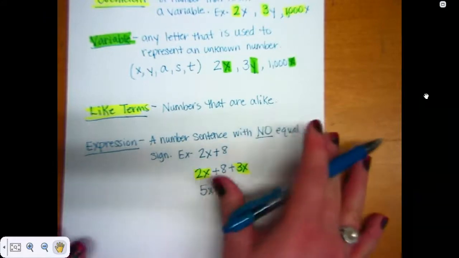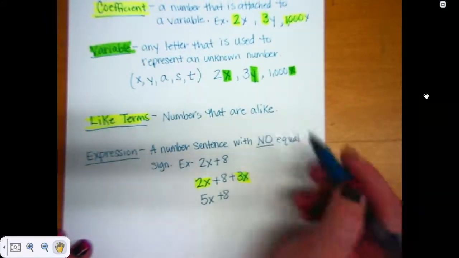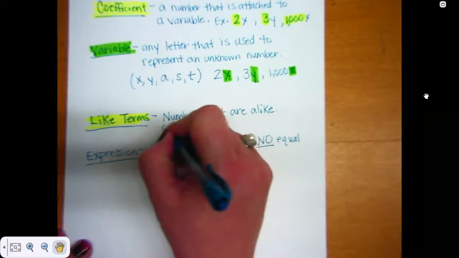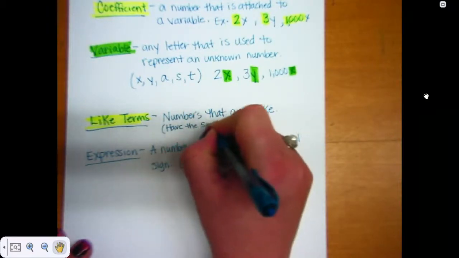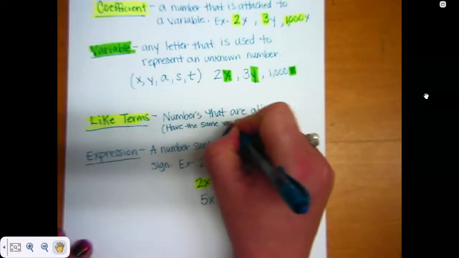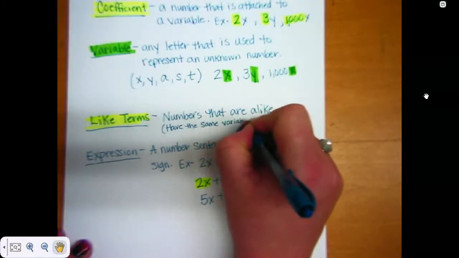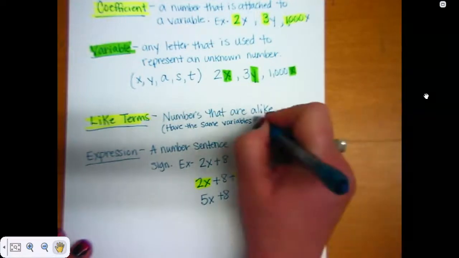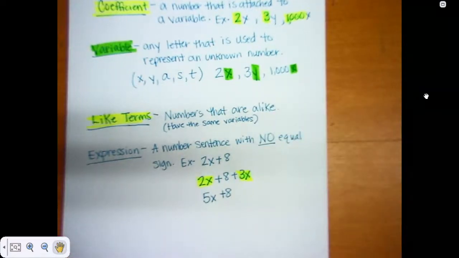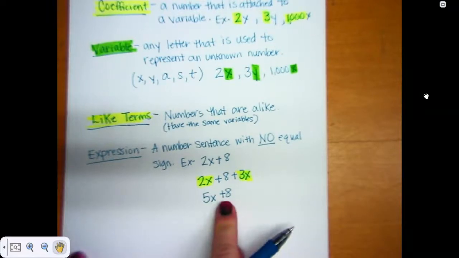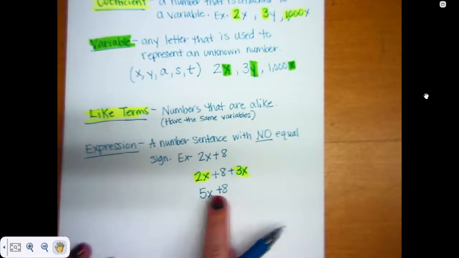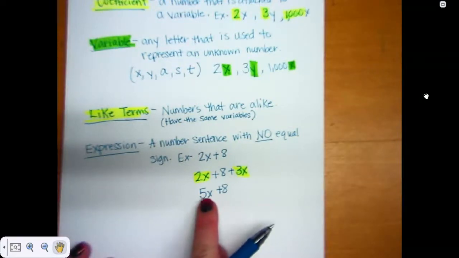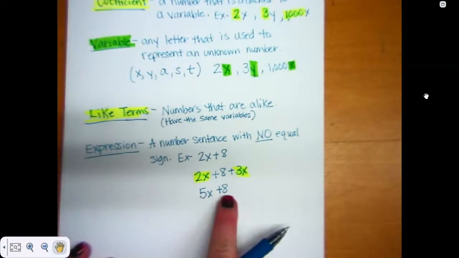So let's go back up here and put numbers that are alike. Maybe they have the same variables. Now, numbers aren't always going to have variables. They may just be an 8, a regular 8. It's not a coefficient because it has no variable with it. The 5 is a coefficient, but the 8 is not.